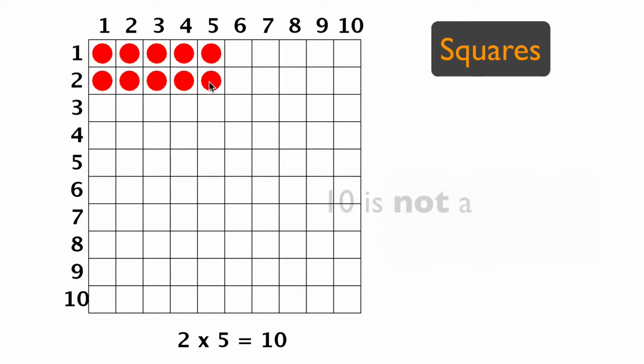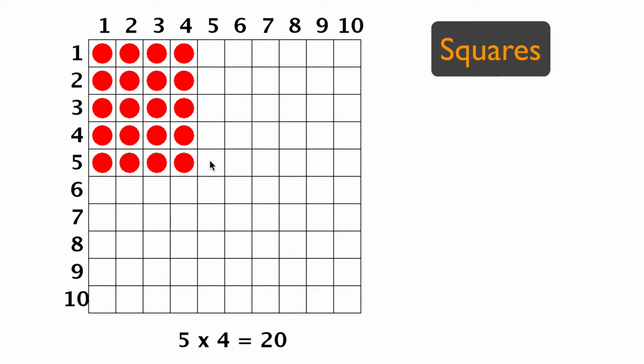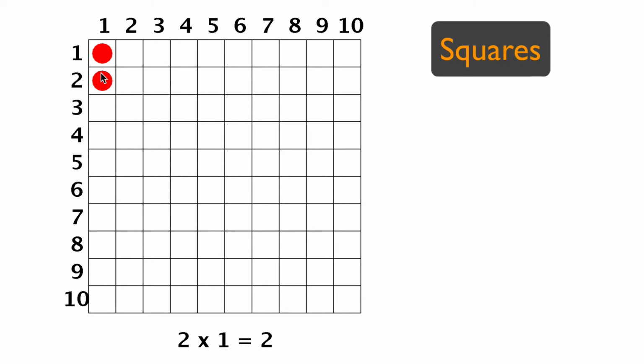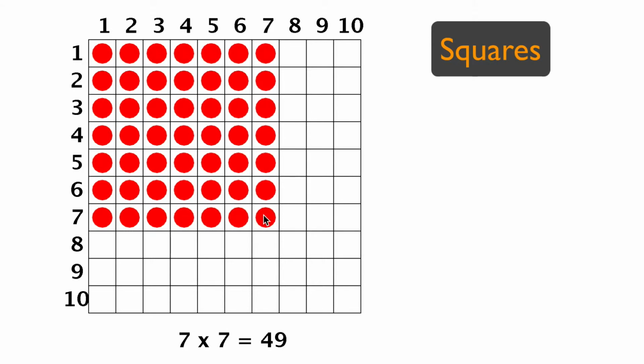By the way, you can see that squaring this number 3 has made it bigger. I'll take a different starting number, say 5. The square of 5 is 5 lots of 5, 25, and again squaring 5 has made it bigger. And start with the number 2. 2 squared is 2 lots of 2, which is 4. And 7 lots of 7 gives 49, so the square of 7 is 49.